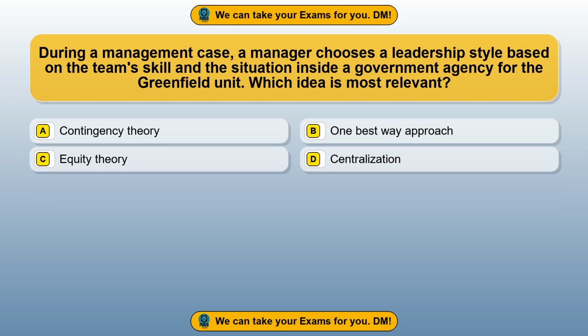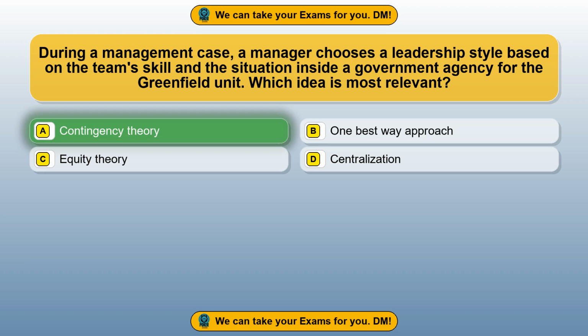During a management case, a manager chooses a leadership style based on the team's skill and the situation inside a government agency for the Greenfield unit. Which idea is most relevant? Option A, contingency theory. Option B, one best way approach. Option C, equity theory. Option D, centralization. The correct answer is option A, contingency theory.